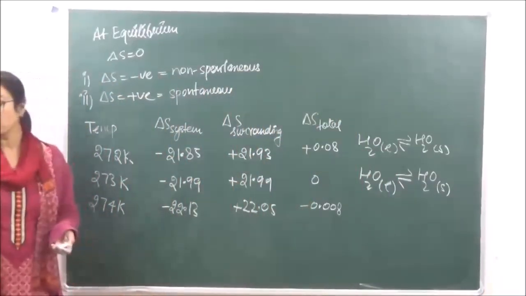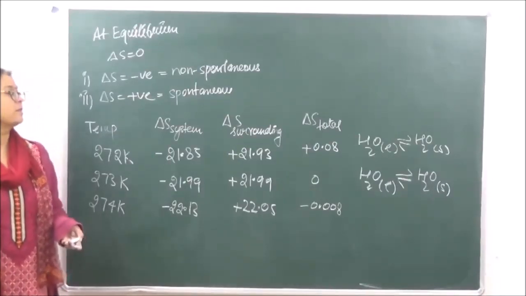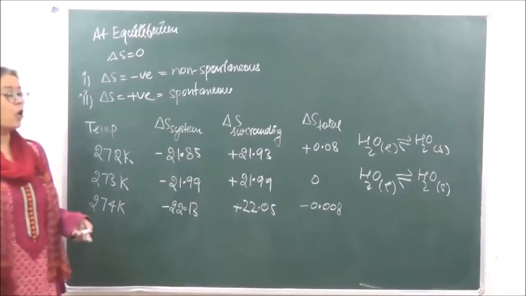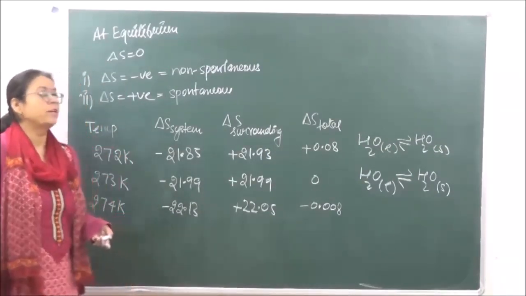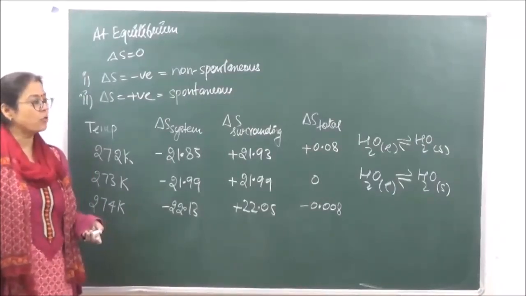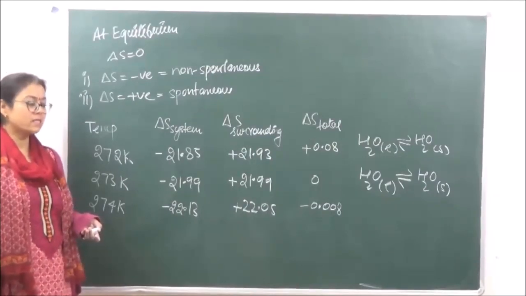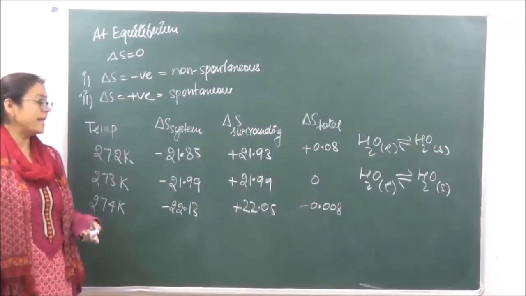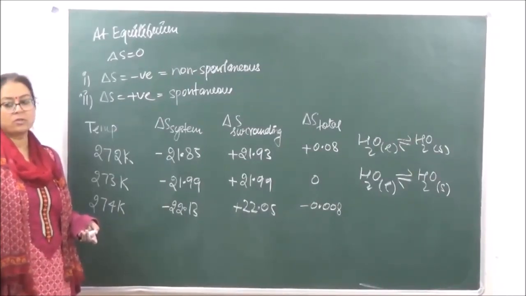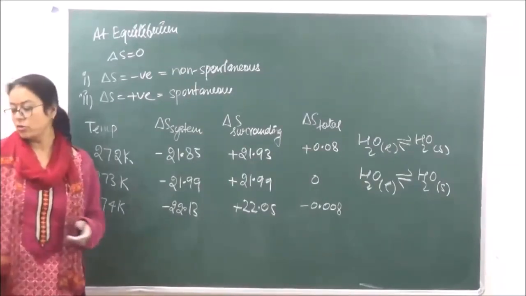So this is what we are trying to explain over here: the difference between spontaneous and non-spontaneous processes on the basis of measurement of entropy. Whenever delta S is positive, the reaction is going to be spontaneous. If delta S is 0, the reaction is at equilibrium, and if delta S is negative, the reaction is going to be non-spontaneous. So today we are going to do only till here.